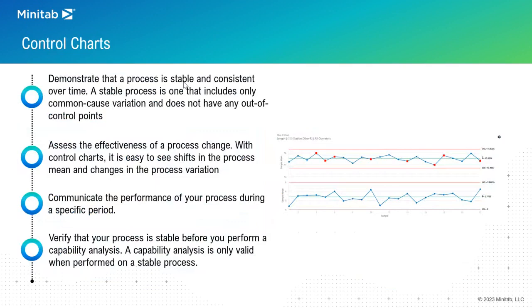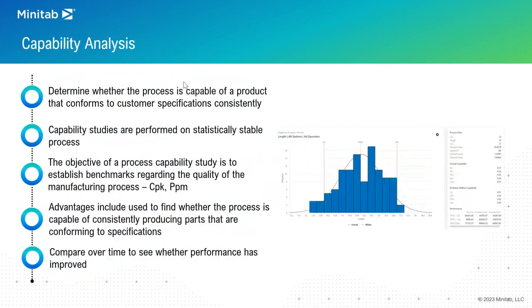The advantages include finding whether the process is capable of consistently producing parts that conform to your specifications. And you can compare these over time to see whether your performance has improved. Looking at CPK over time as a metric allows you to see the capability of your process itself. As part of that capability, you also have access to a histogram, which basically shows you the frequency distribution for that data set.